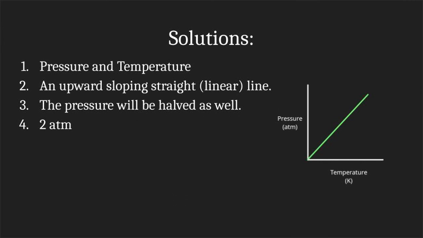The solutions are as follows. Gay-Lussac's law discusses the relationship between pressure and temperature, and the graph of pressure versus temperature is an upward sloping straight or linear line, as seen on the right. If the temperature of the gas is halved, the pressure will be halved as well, and the answer to the math question is that the pressure is 2 atmospheres.